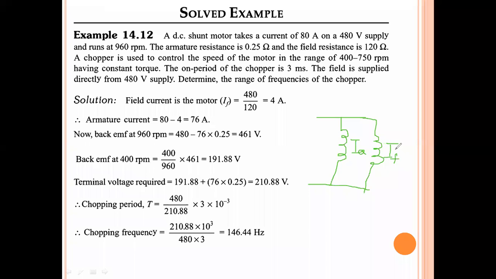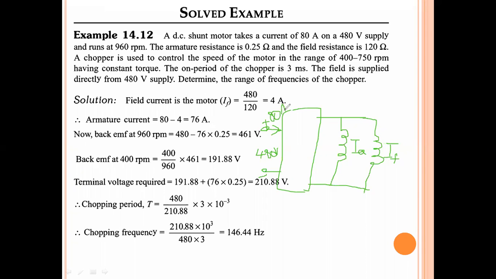Here it is connected to a chopper circuit. So this is any chopper circuit, and this chopper circuit is fed by a DC supply. The voltage of this DC supply is 480 volts. And from this DC supply, the current drawn by the motor is 80 amperes.